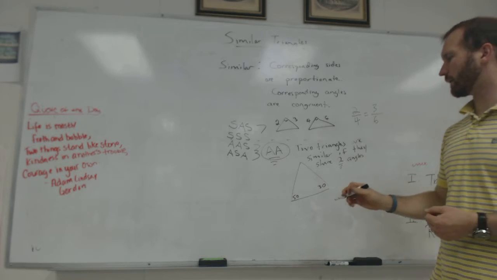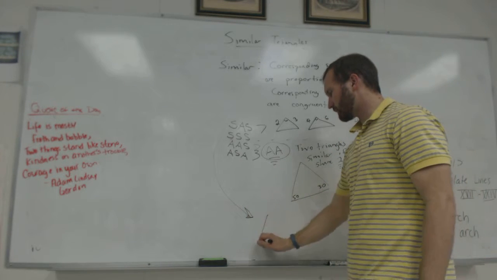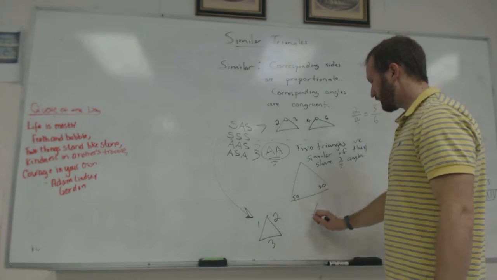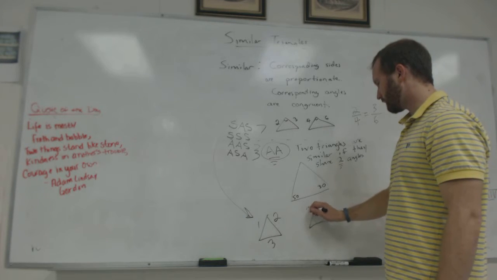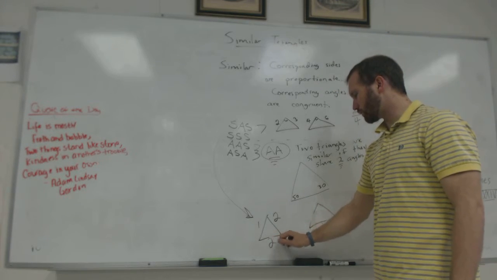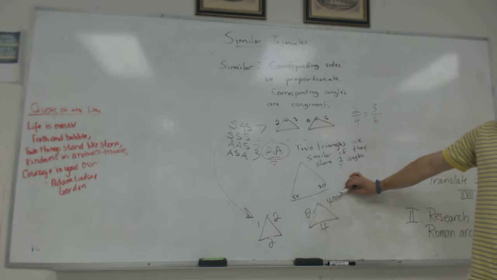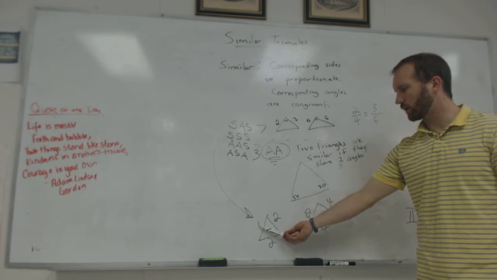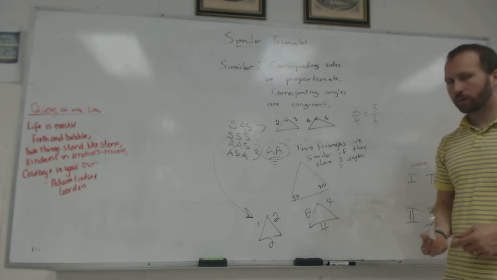Side side side, it's the same thing. I think side side side similarity is a little bit obvious because this is sort of our definition of a similar triangle. Let's say we had 1, 2, 3, and, well, let's actually not say we had 1, 2, 3. Let's say we had 1, 2, 2. And then let's say we had 2, 4, and 4. We could prove that these are similar by side side side similarity. Because 1 times 2 equals 2, 2 times 2 equals 4, and 2 times 2 equals 4.